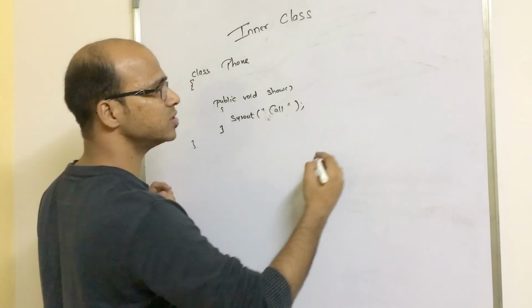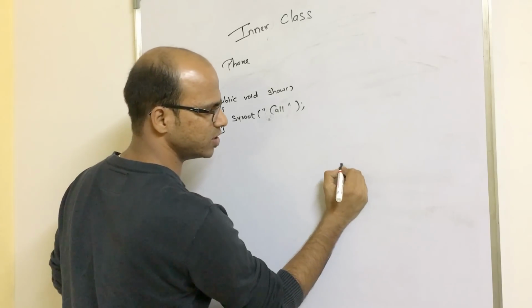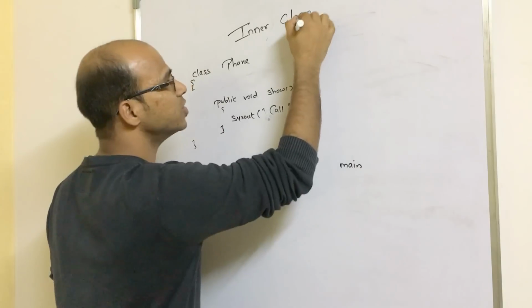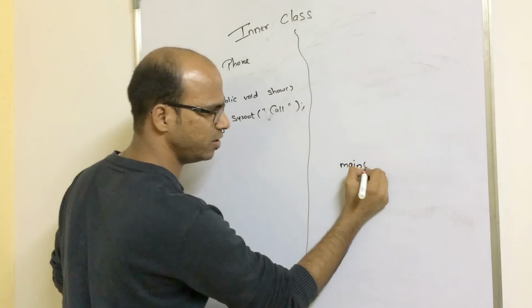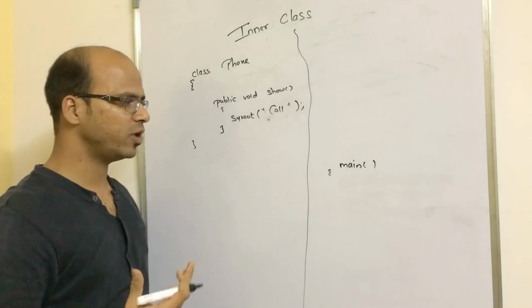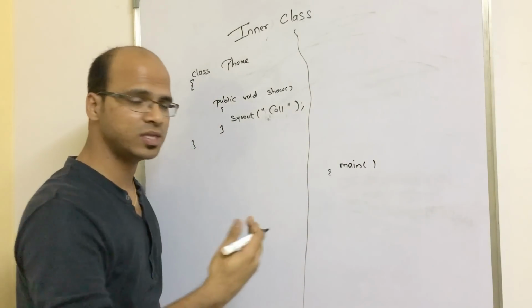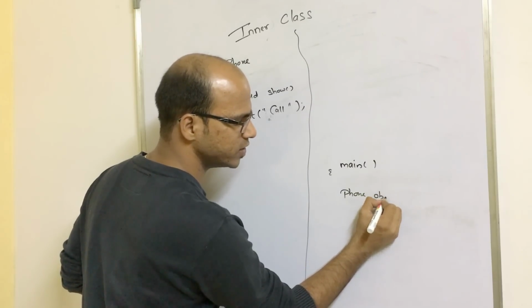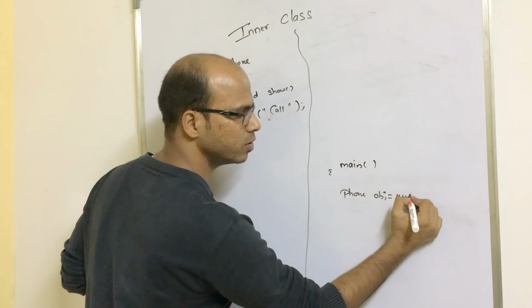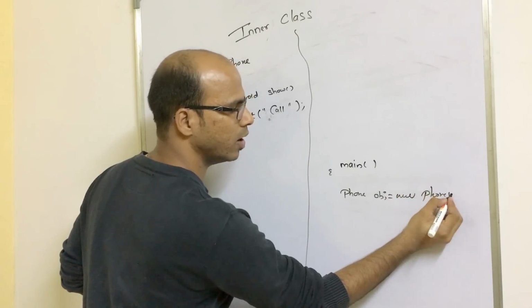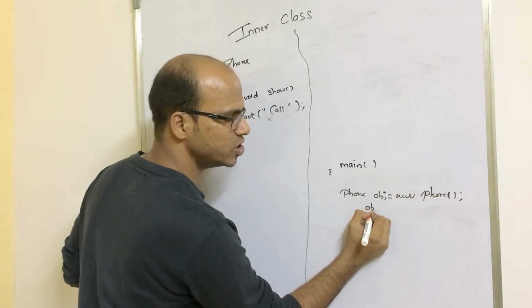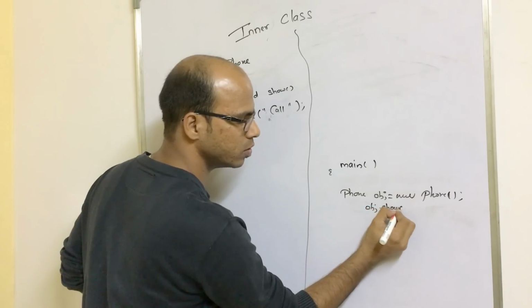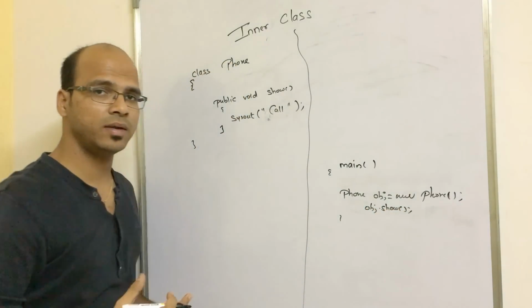Now how to call this? So we have a main method here. So let's say this is main. Let me create two sections here. So we have a main here, and this main will be able to call this show, right? And how to call this show? So we can create an object of phone. We can say phone obj equal to new phone, and now you can call obj dot show. Sounds good, right?